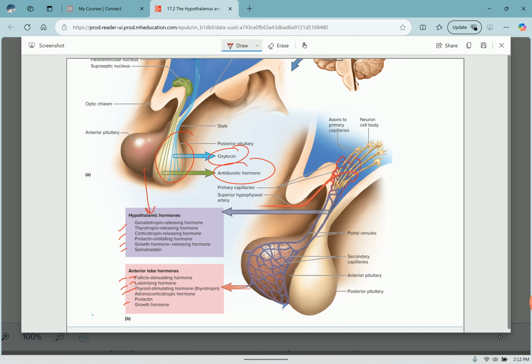All right, the reason why the posterior pituitary is also known as the neurohypophysis is because of the nerves that are connected to the posterior pituitary. And the anterior pituitary is more of a capillary portal system. And you'll notice all of these portal veins and capillaries. So as a result, it gets the name adenohypophysis.